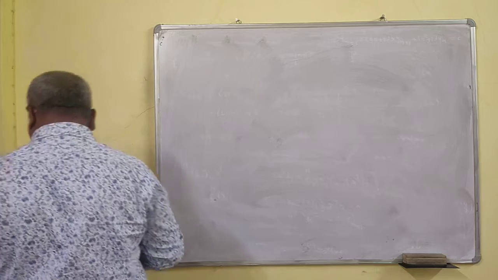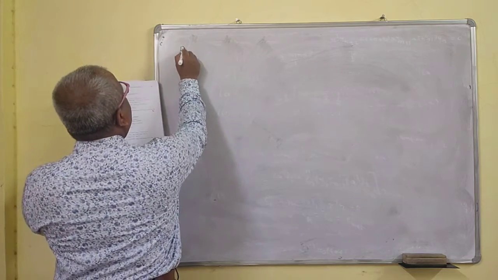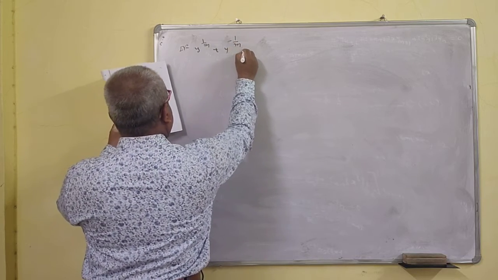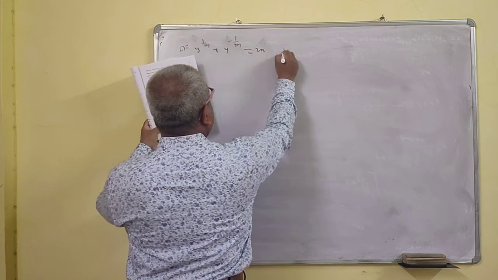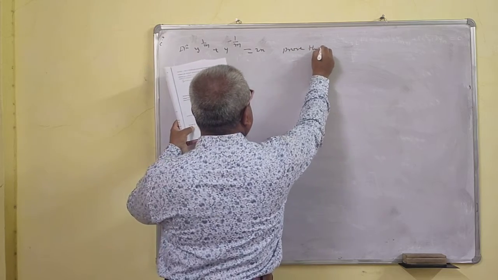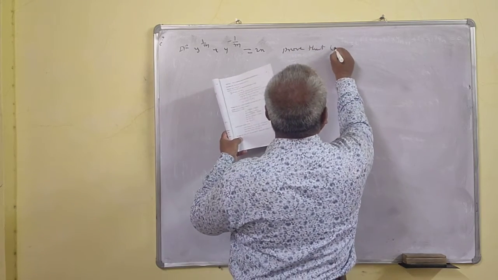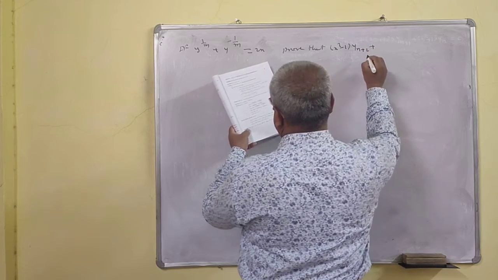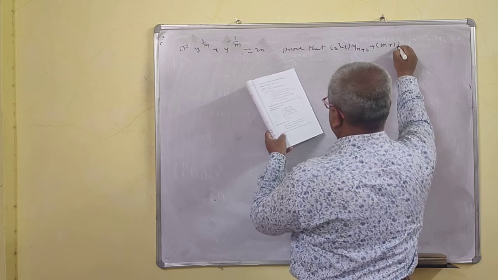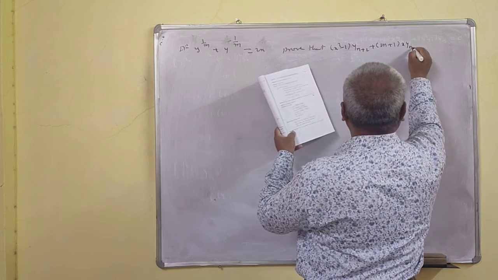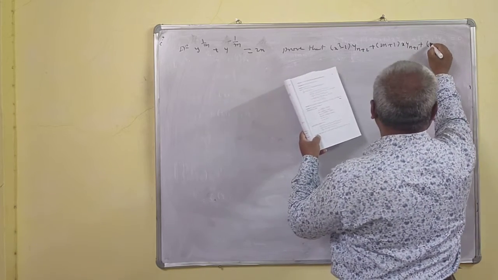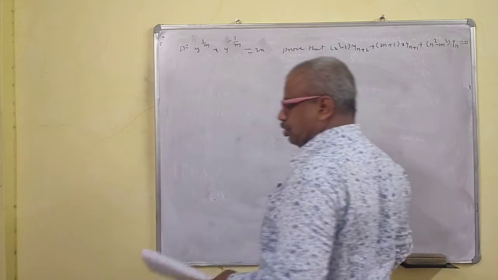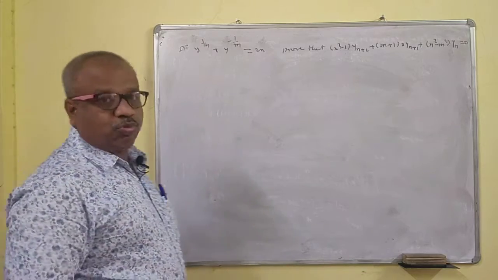We'll do more problems on it. So if y^(1/m) + y^(-1/m) = 2x, prove that (x² − 1) y_(n+2) + (2n + 1) x y_(n+1) + (n² − m²) y_n = 0. Okay, so I have to prove this one.